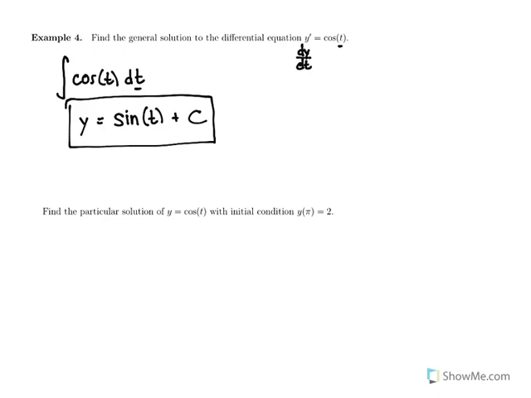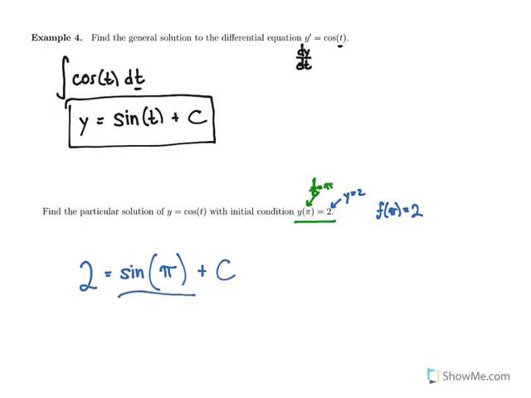To find a particular solution, we are going to use an initial value. This is our initial value. This pi corresponds to our x value, and the 2 corresponds to our y value. Again, this is like saying f of pi is equal to 2. So plugging this into our condition, we have that 2, our y value, is equal to sine of pi, our t value, I should say, not x value, plus c.